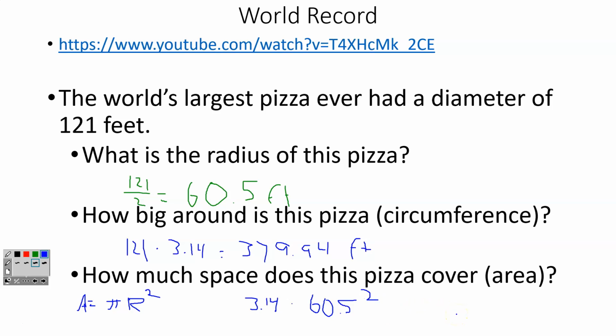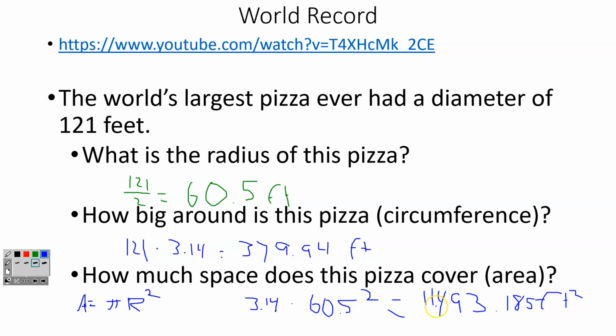So I'm going to type in my calculator 3.14 times 60.5, and then I'm going to hit the squared button. Or you could do 3.14 times 60.5 times 60.5. And that's going to give us a really big number. It's going to give us an area of 11493.185 feet.